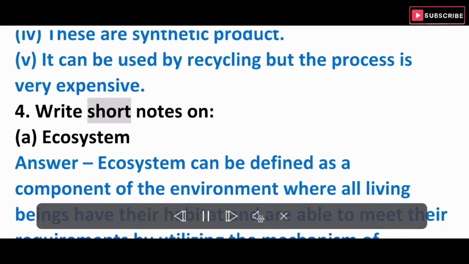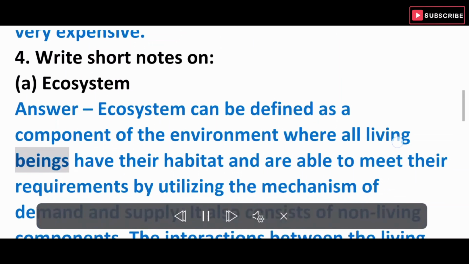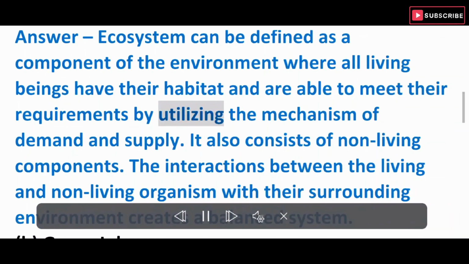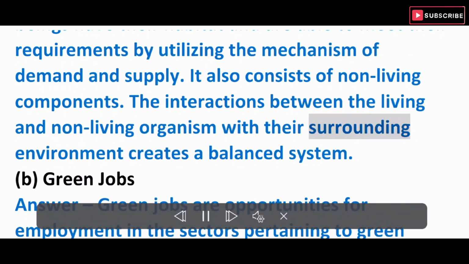4. Write short notes on A. Ecosystem. Answer. Ecosystem can be defined as a component of the environment where all living beings have their habitat and are able to meet their requirements by utilizing the mechanism of demand and supply. It also consists of non-living components. The interactions between the living and non-living organisms with their surrounding environment create a balanced system.